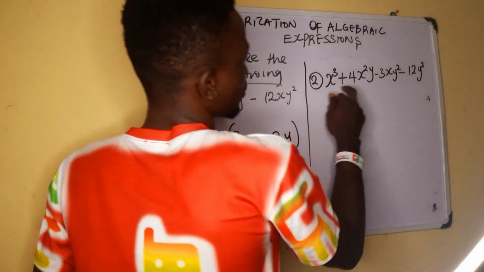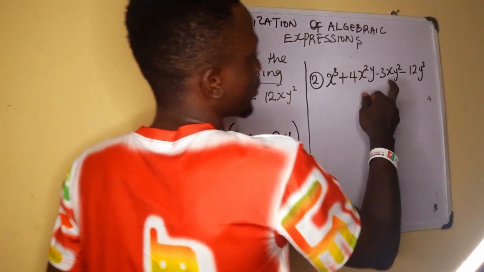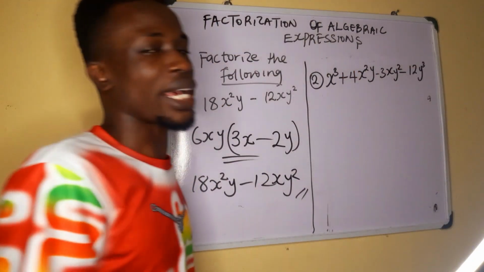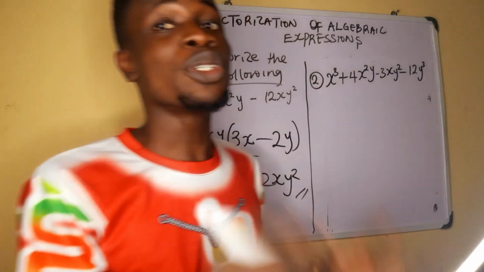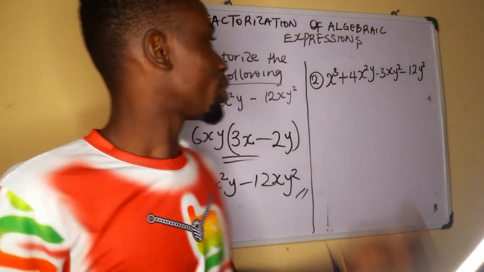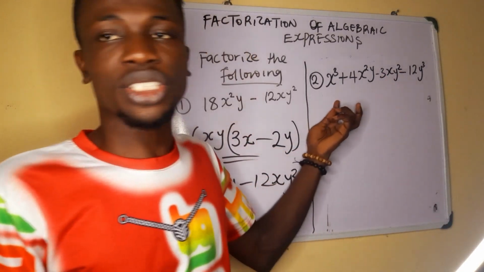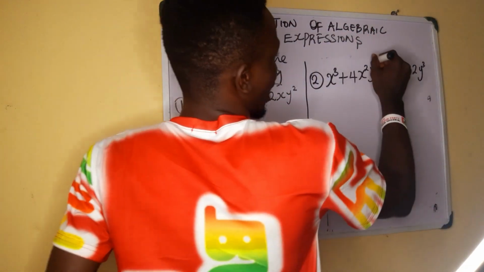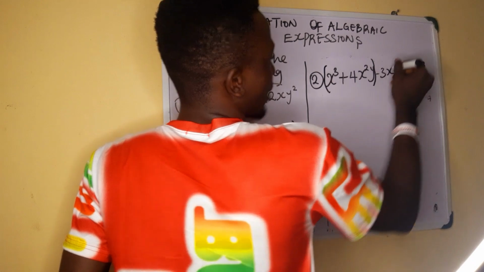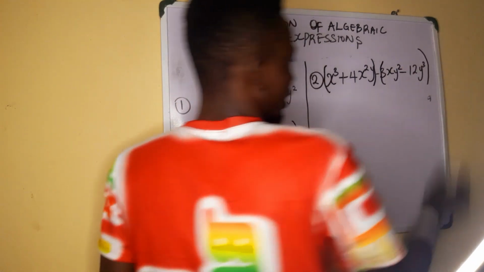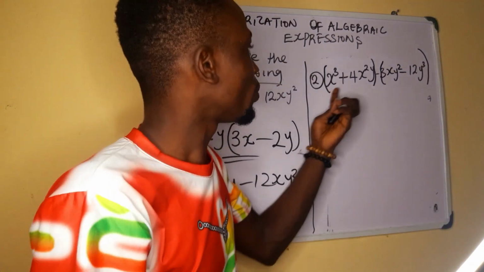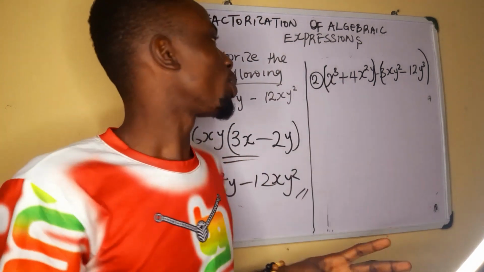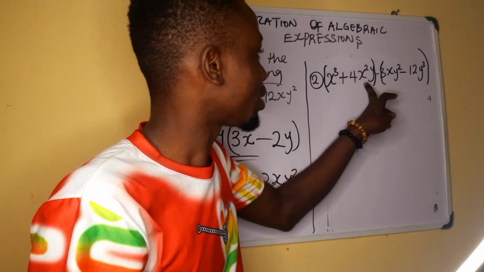In this question, you have x cubed plus 4x squared y minus 3x y squared minus 12y cubed. So what are we going to do here? The first thing I'm going to do, because these are 4 expressions written here, I'm going to group them in twos. So how do I do that? I'm going to put a bracket here. I'm going to put a bracket here. Now, what is common to these two expressions that I put inside this bracket? What is common here is that this one has x and this one has x.